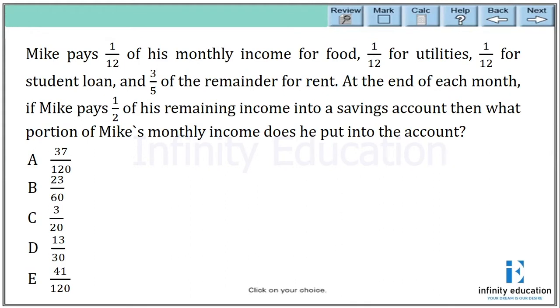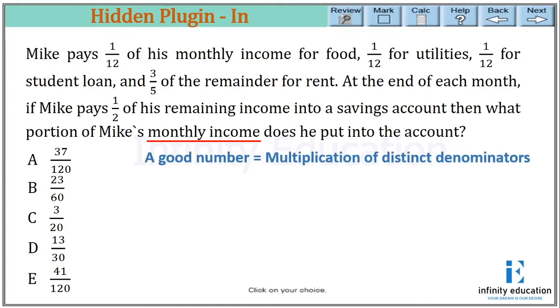If you look at the question, what I don't know is the monthly income. So I must plug in for that. This is a hidden plug-in, where I can plug in for monthly income. I take a good number equal to the multiplication of the distinct denominators. So what are the denominators here? 12, 5 and 2. If I multiply them, I get 120. So I am taking monthly income as 120.